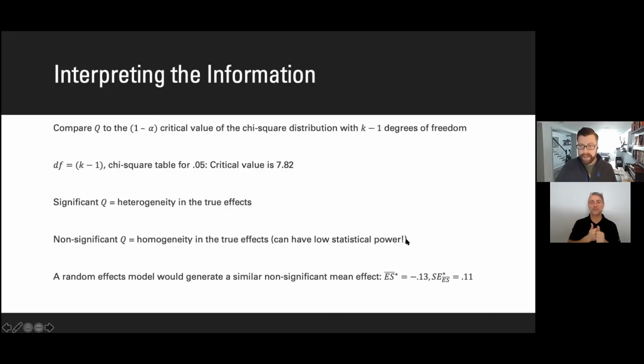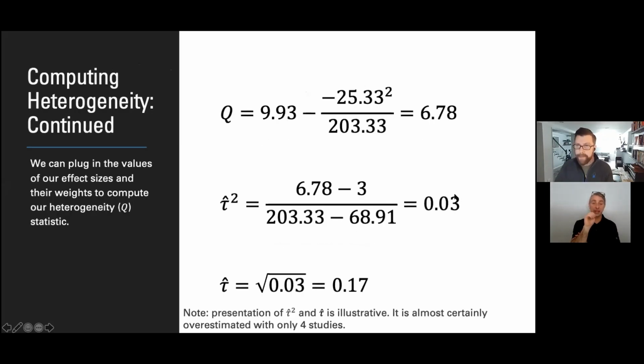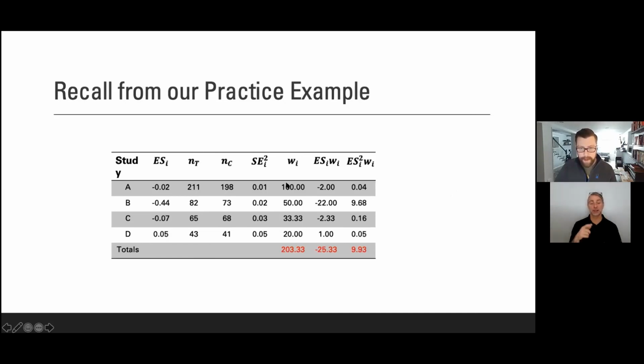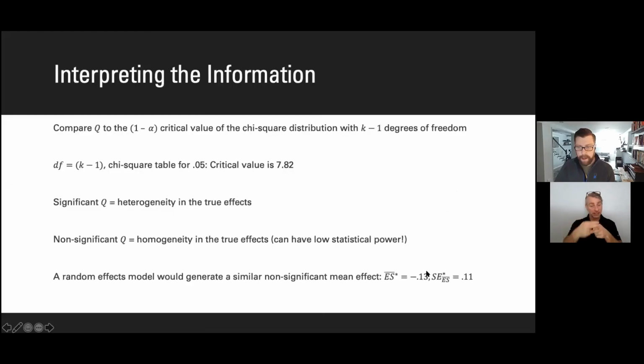Using a random effects framework, even in this case, will result in a more conservative estimate of the precision of the average effect. So if we were to run a random effects model, which is to say, if we were to take this 0.03 and add it back into the denominator of our weights, we'd end up seeing an average effect size that's about the same, -0.13, but our standard error would blow up to about 0.11. So again, we've probably overestimated tau here.